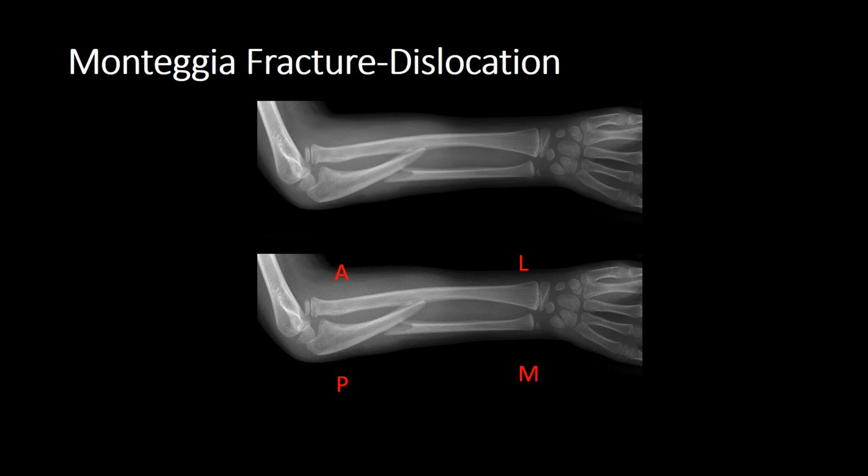A Monteggia fracture dislocation is a fracture of the proximal ulna with dislocation of the radius. This patient has been imaged so that their elbow joint is in a lateral position whilst their wrist is in a PA position. So let's orientate ourselves. Let's look at the elbow aspect. The radius is going to be anterior, whereas our ulna is posterior. When you now look at the PA view of the wrist, the radius is in the lateral position, whereas the ulna is in the medial position.